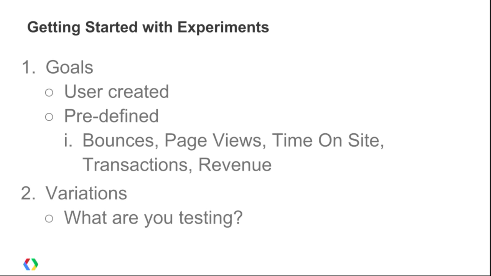And then you want to know what the variations are, what the changes you're going to make that you want to test. This is pretty fundamental to the whole experiments process: you need to know, are we going to increase this font size or change this button color or maybe introduce a new algorithm. These are all different variations of things that you might want to test.